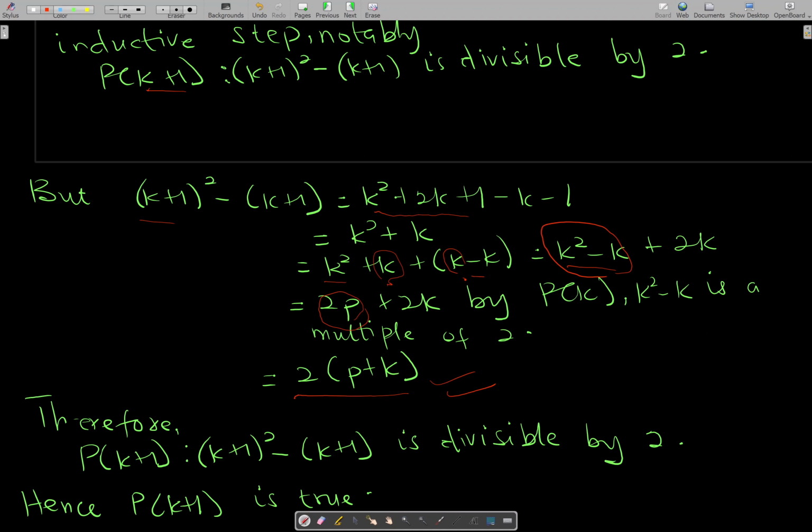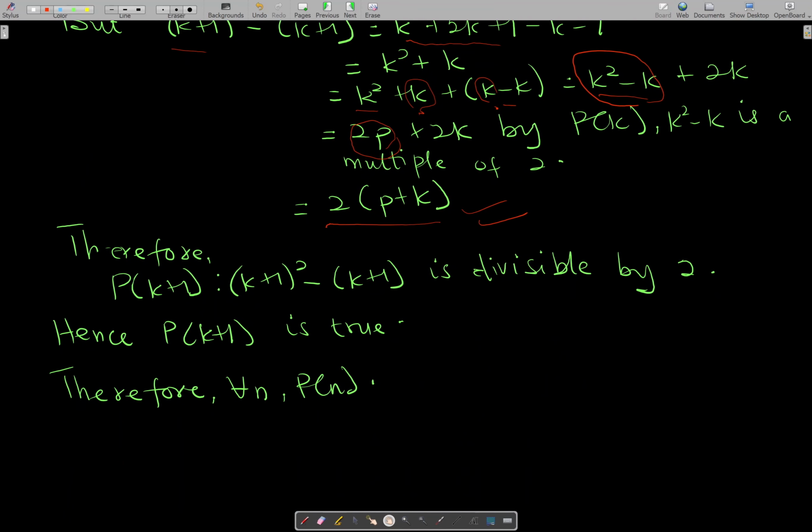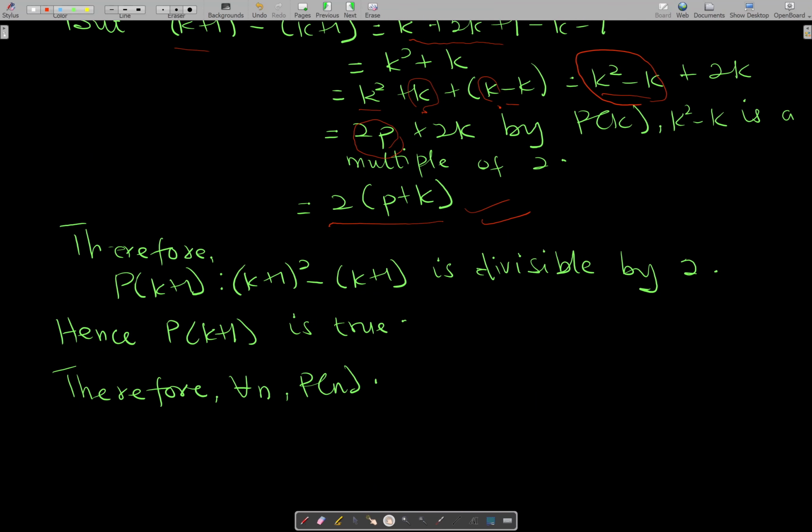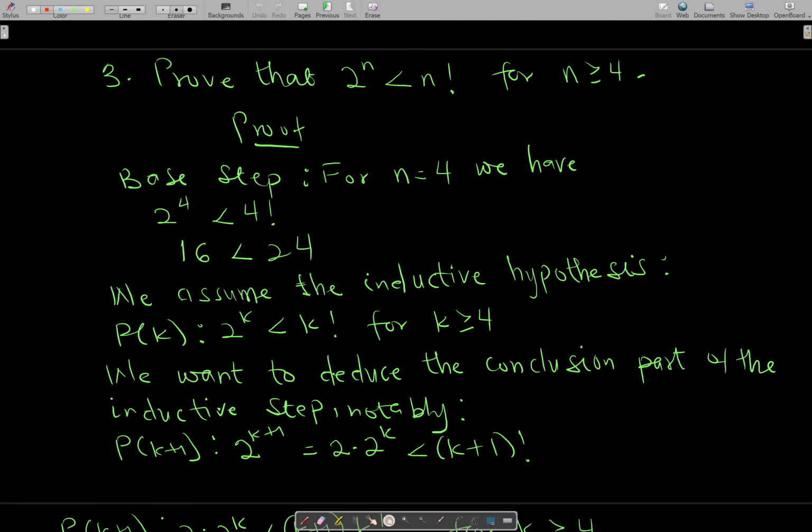So from this analysis we can see that P(k+1) is also divisible by 2, and therefore P(k+1) is true for every natural number. You can pause your video and try the third question.